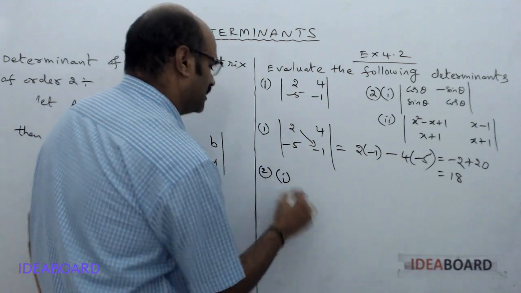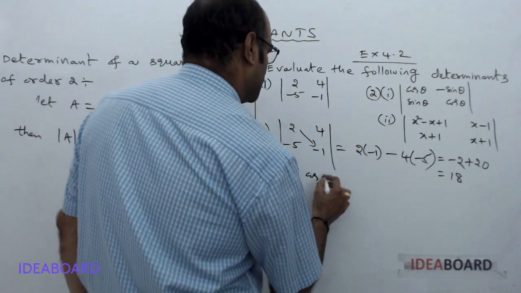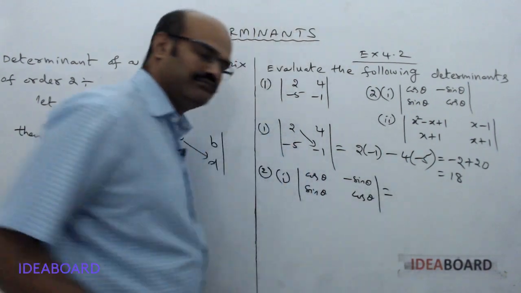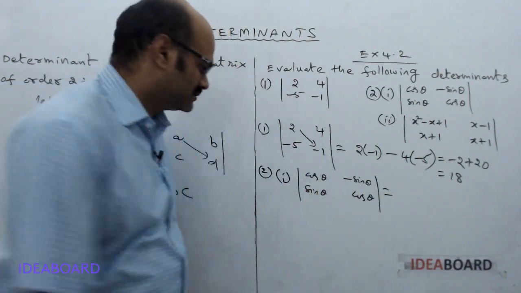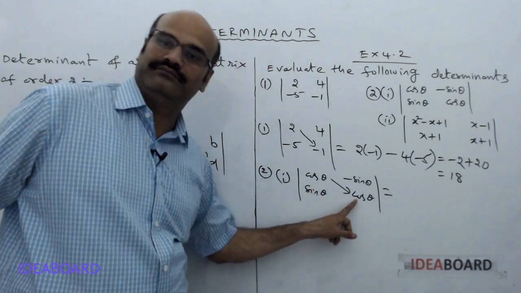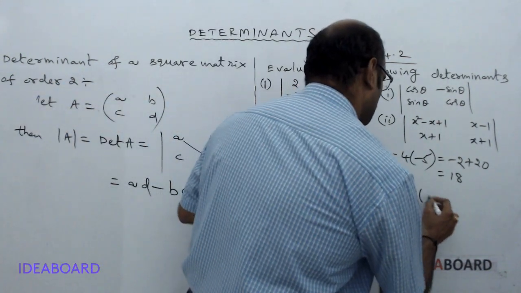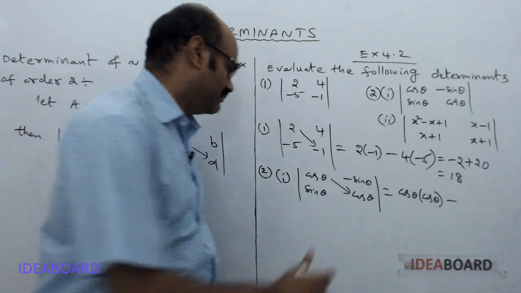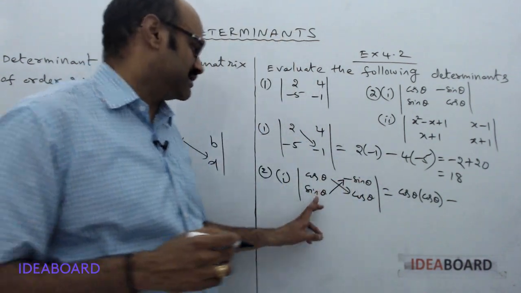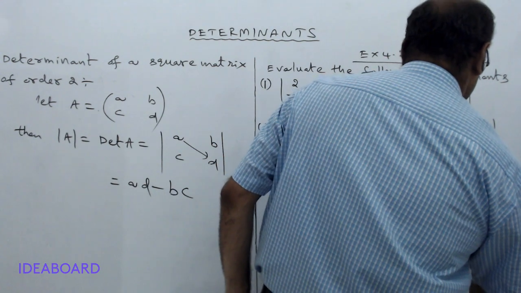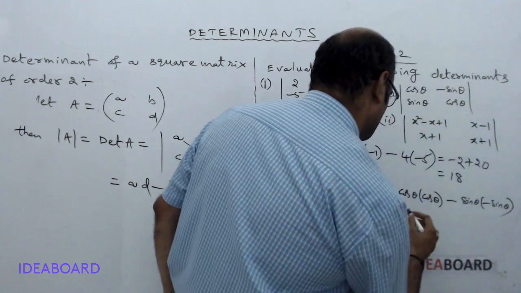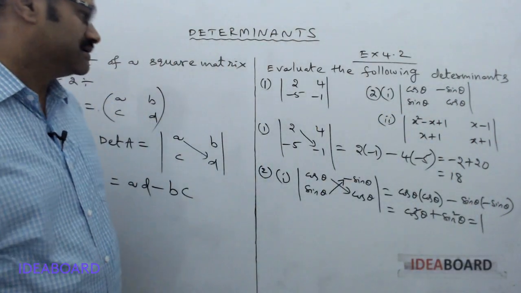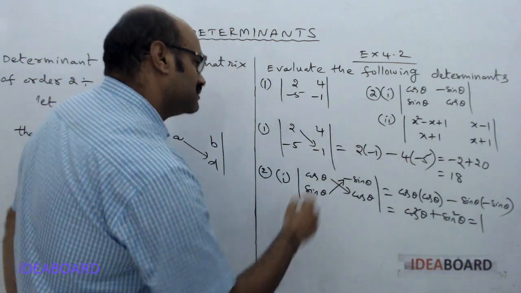Second problem, first one, determinant of cos theta, minus sin theta, sin theta, cos theta equal to the product of the principal diagonal elements, so cos theta into cos theta, minus sin theta into minus sin theta, the product of secondary diagonal elements, equal to cos square theta plus sin square theta equal to 1.